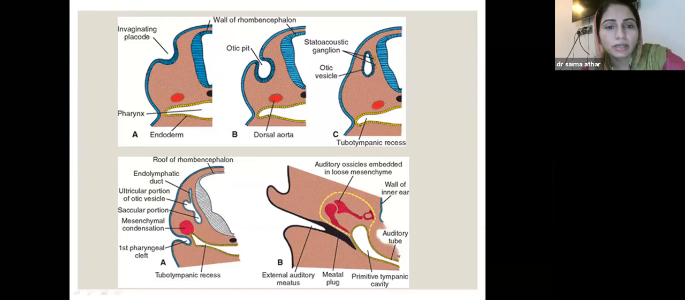Another important structure I want to tell you is that the otic vesicle or the otic pits are formed at the level of rhombencephalon. Why are they formed at the level of rhombencephalon? Anybody?